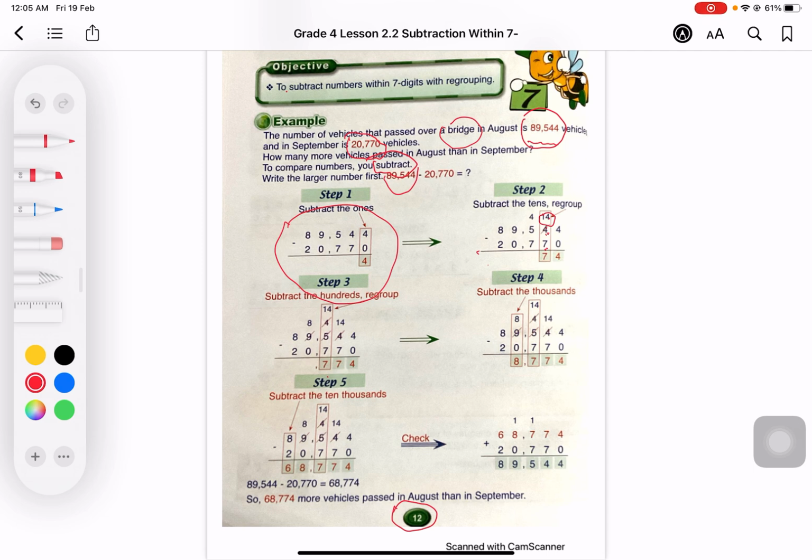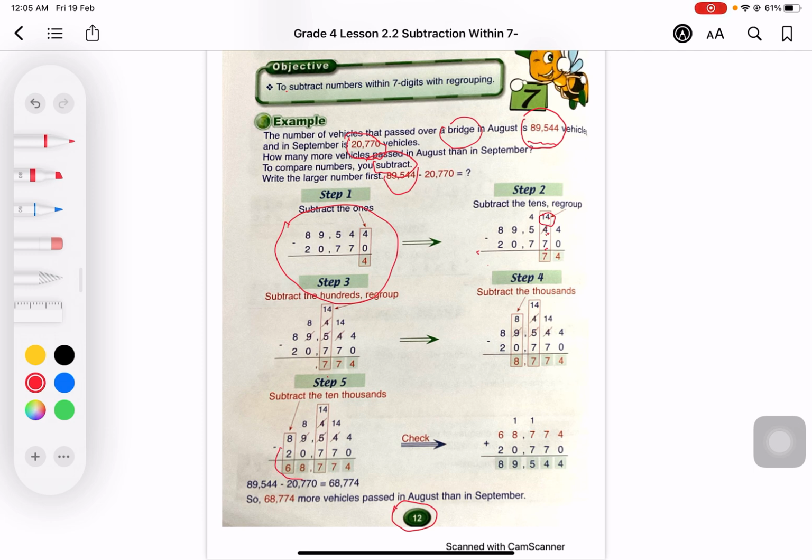Now let's go to the 1,000. The 1,000 was 9. When I borrow from it 1, it becomes 8. 8 minus 0, the 8 will go down. This is step number 4. Step number 5, I will subtract the 10,000. 8 minus 2, the answer is 6. So the final answer is 68,774.